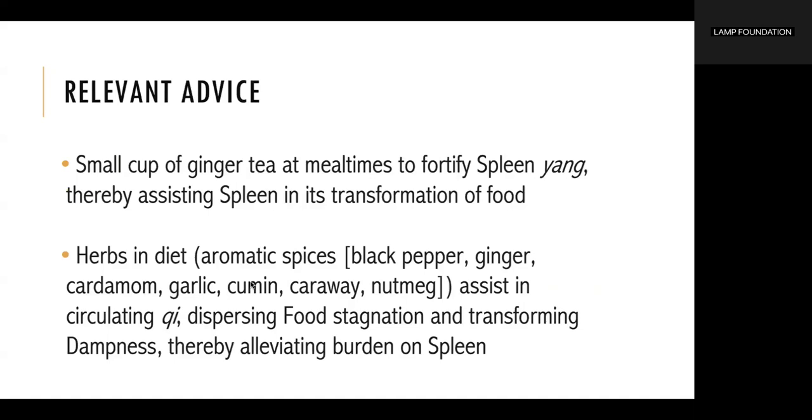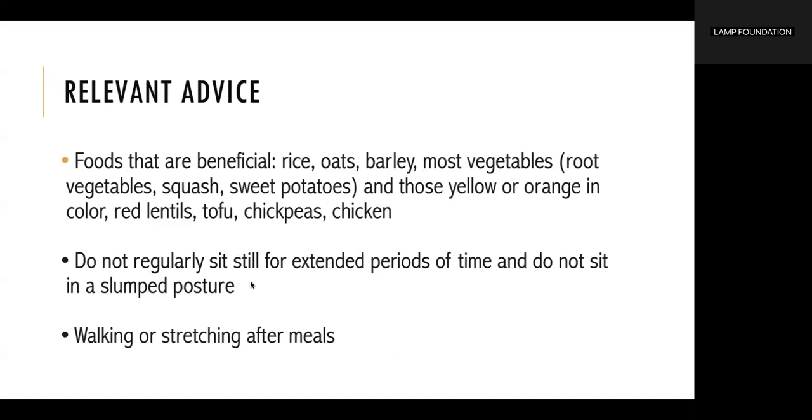The use of herbs in the diet, especially aromatic spices like black pepper, ginger, cardamom, garlic, cumin, caraway, and nutmeg, will also assist in circulating Qi, dispersing food stagnation, and transforming dampness, thereby alleviating the burden on the spleen. Foods that are particularly beneficial are rice, oats, barley, most vegetables, especially root vegetables, squash, sweet potatoes, and those that are yellow or orange in color, red lentils, tofu, chickpeas, and chicken.